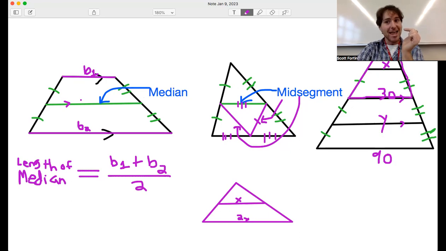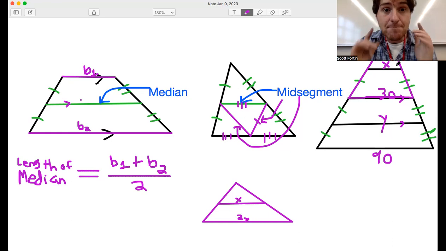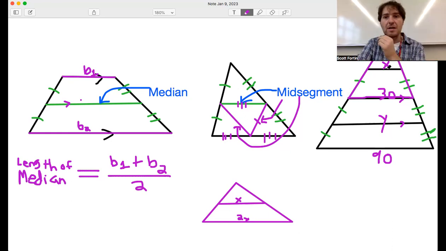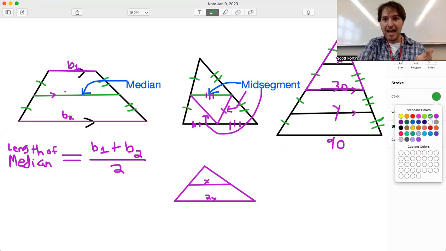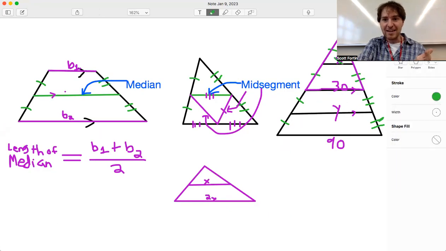And if I look at it, this length here, this segment length x is a mid-segment. Yes, it's a mid-segment. It's going to hit the midpoints of that side and that side of this top triangle right here. Okay, so what is x then? What does x equal? Okay, x equals 15. Okay, x is 15 right there. 15, 30. Oh, what's y? What's y then?